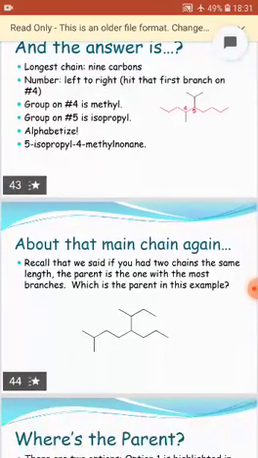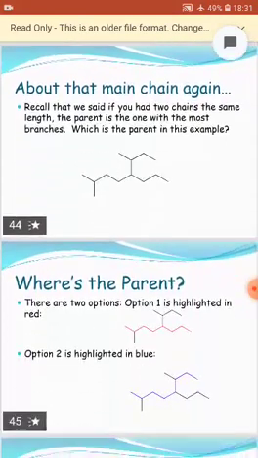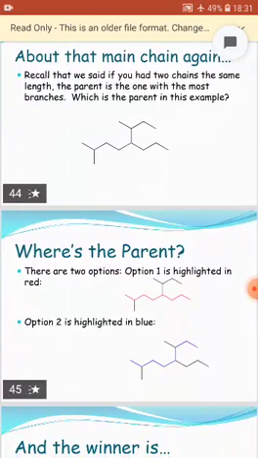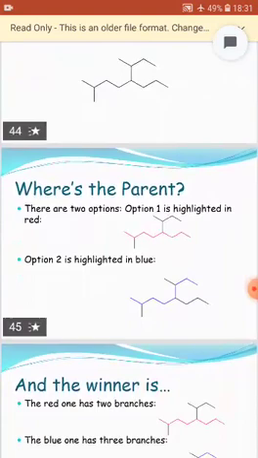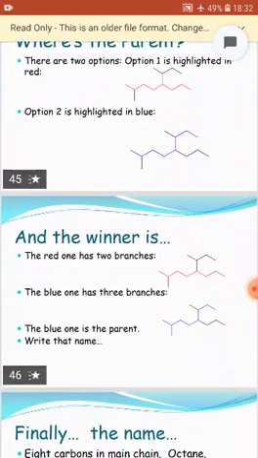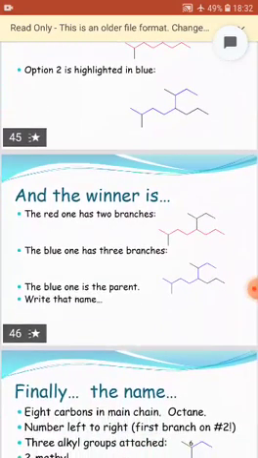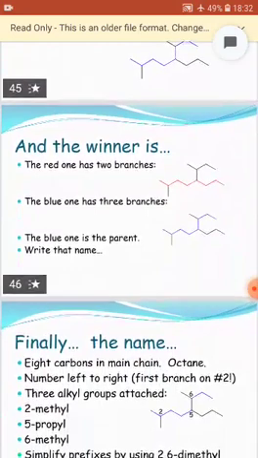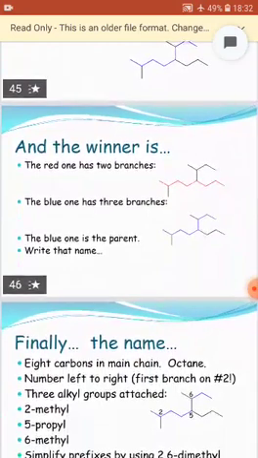Recall that we said if you had 2 chains the same length, the parent is the one with the most branches. Which is the parent in this example? There are 2 options. Option 1 is highlighted in red. Option 2 is highlighted in blue. The red one has 2 branches. The blue one has 3 branches. The blue one is the parent.